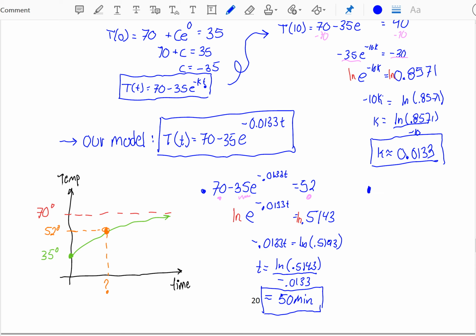Okay, now the other part of this question was asking what will be the temperature after 20 minutes? So here we're just asking what happens after 20 minutes? What is T of 20? So when you evaluate T of 20, it's going to look like 70 minus 35 e to the negative 0.0133 times 20. And I think this should come out to 43.2 degrees Fahrenheit is your temperature after 20 minutes.